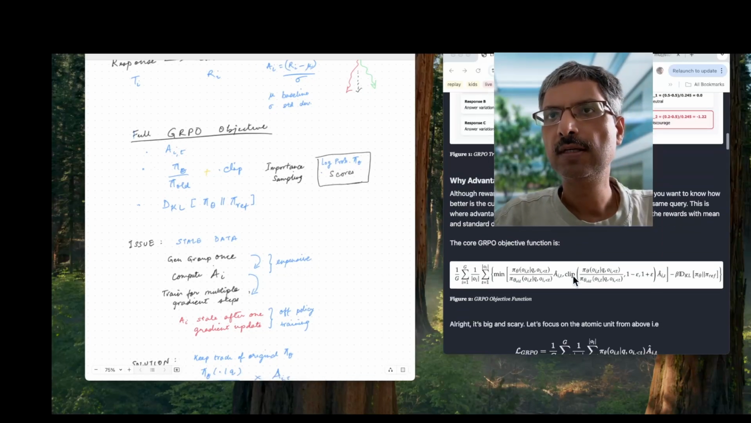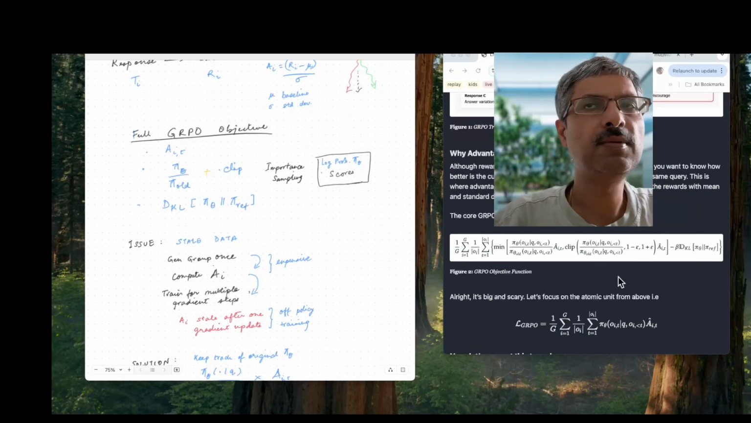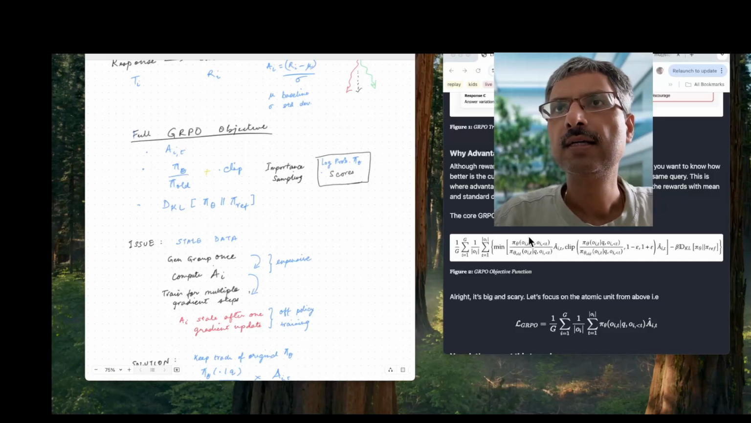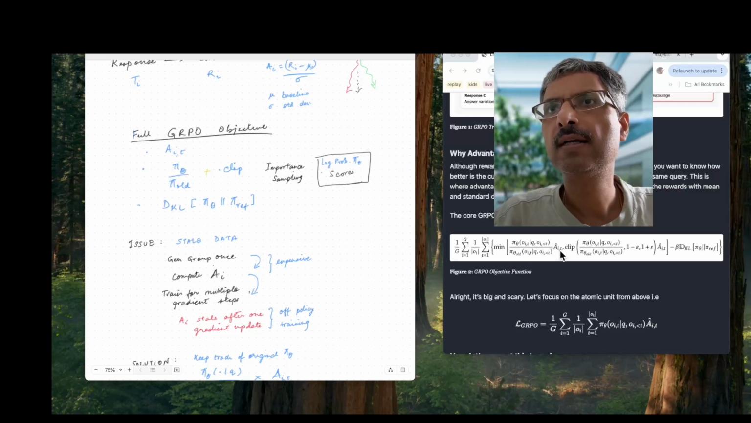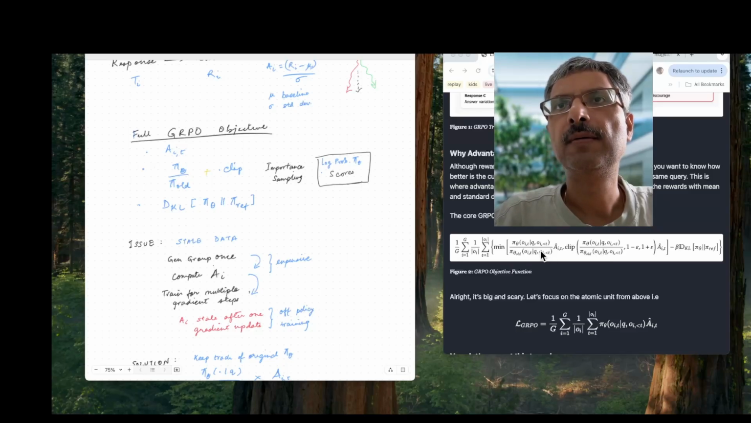Okay, so the full formula, which is pretty intimidating, you can see as this ratio multiplied by the advantage, and the other term is clip. It tries to make that ratio stay within the 1 minus epsilon to 1 plus epsilon range. So it's a minimum of these. If the ratio multiplied by the advantage grows too big, then the clip term will be taken, and then there's the KL divergence term.